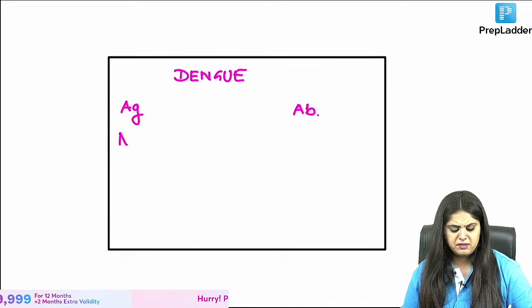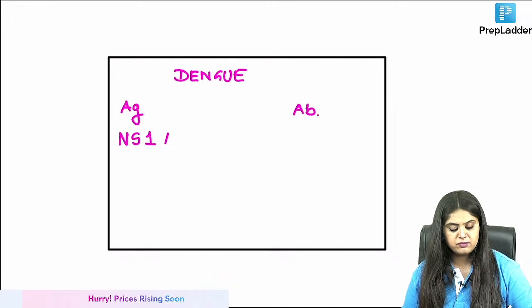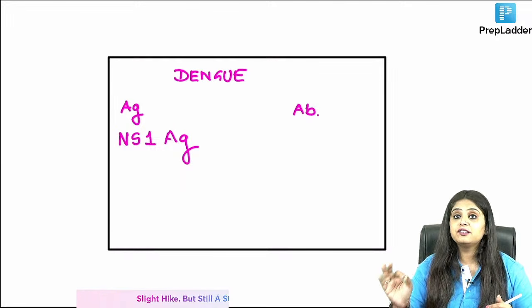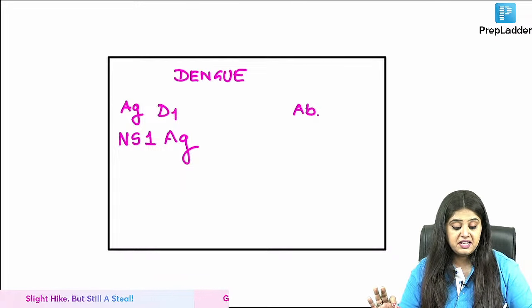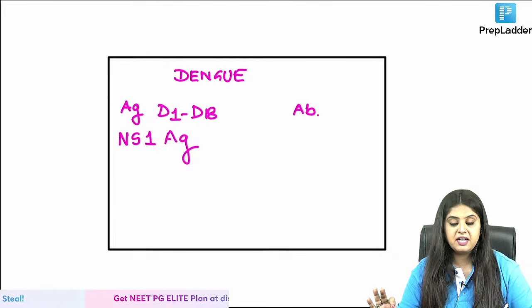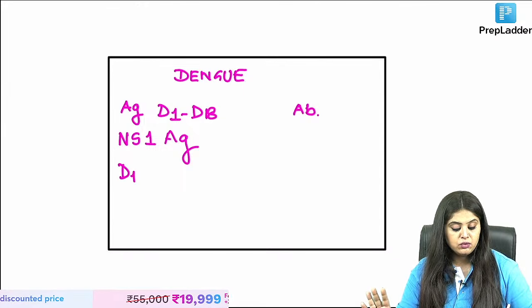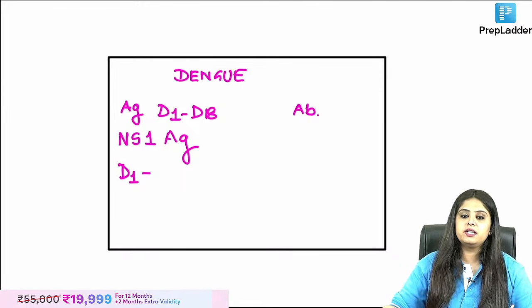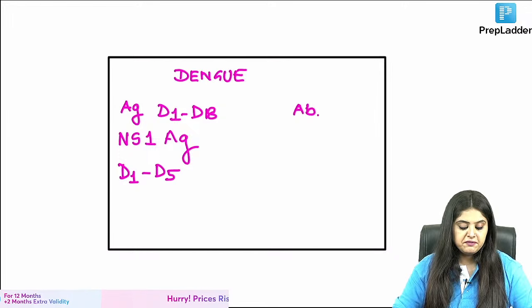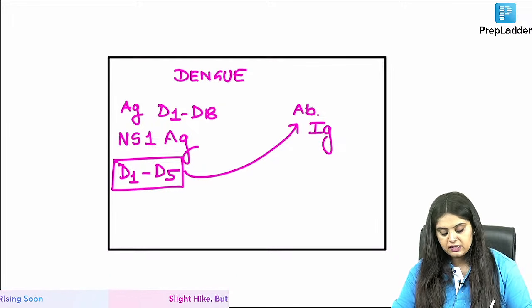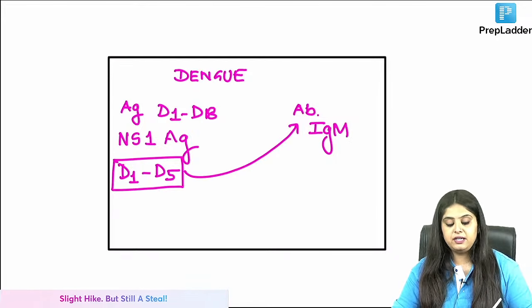Which antigen, ma'am? Simple, NS1 antigen. What question is this? I was not asking that, I was asking for how many days you will do it. Till what day can you get it? Textbook says up till day 18 you can get NS1 antigen positive. Ever heard of that? Practically no. Practically telling you, at max, even if you push it, day 5. Till day 5 you can get the antigen, and thereafter which kind of antibody starts coming? IgM type of antibody starts coming.